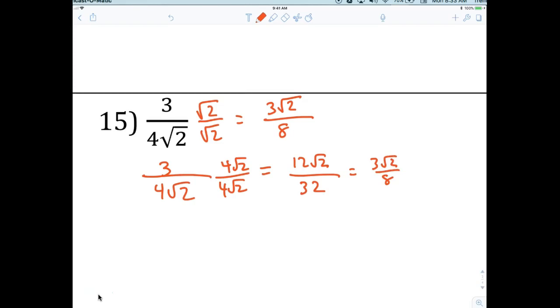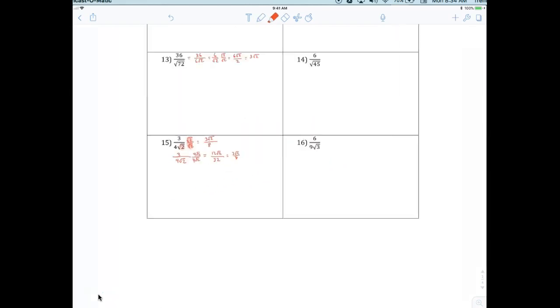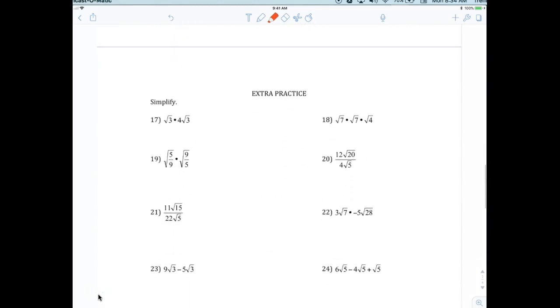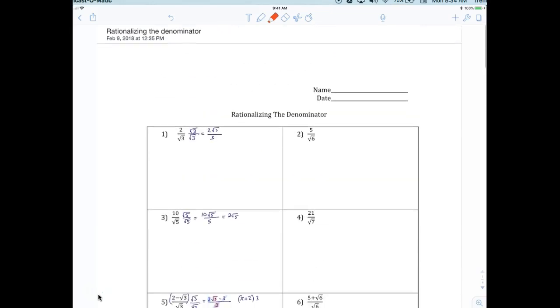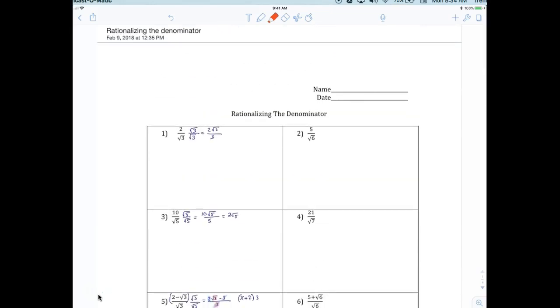All right, it would be no problem if you forget that. Sometimes kids forget and they just multiply. But then in the end, you just divide by 4. So it's much easier just to multiply by the radical. Just multiply the top and bottom by the radical. Okay, so honestly, that was really the lesson for today.